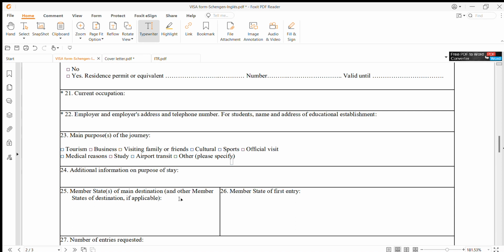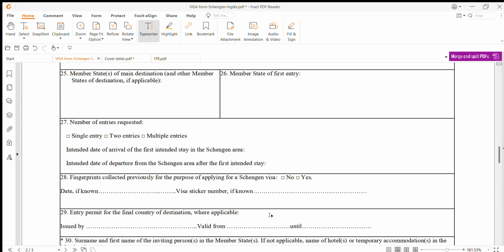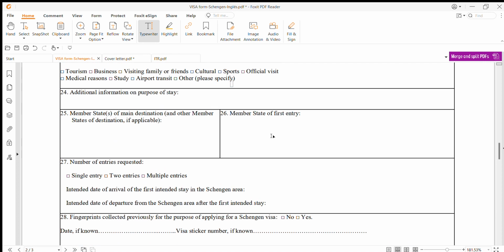And here, just where you are visiting. So I wrote Valencia, Spain. Here, member state of the first entry. So wherever you are visiting the first time, the main place where you are going. So I wrote Spain. Okay, what else?